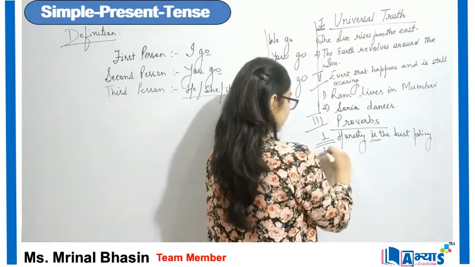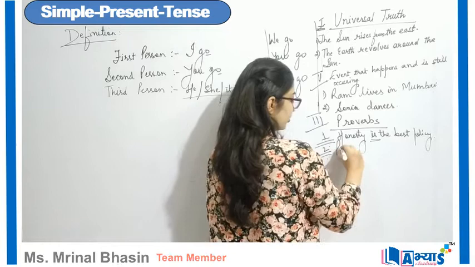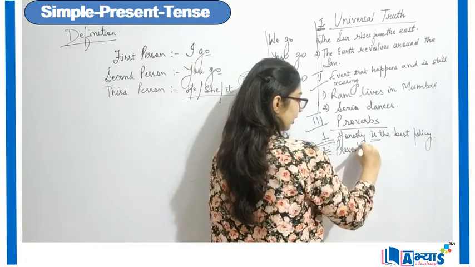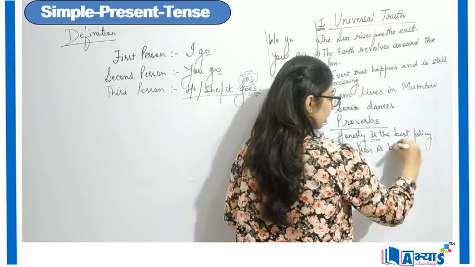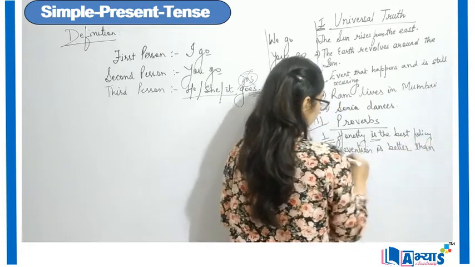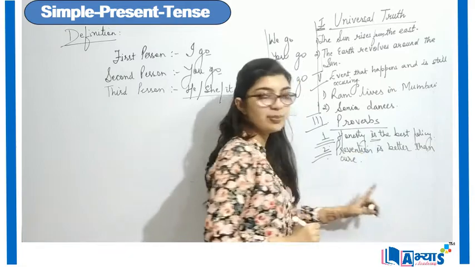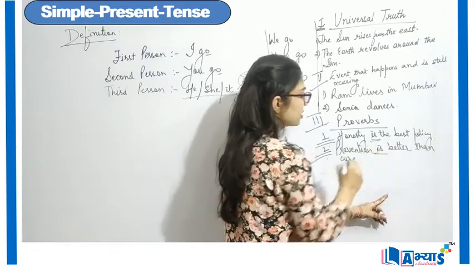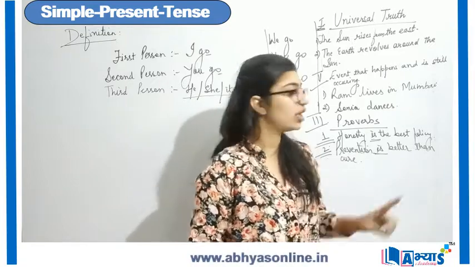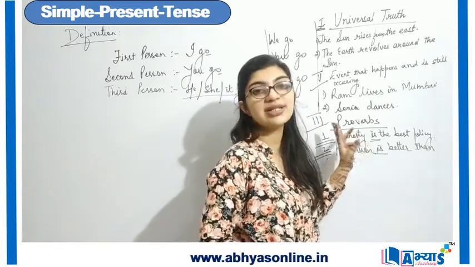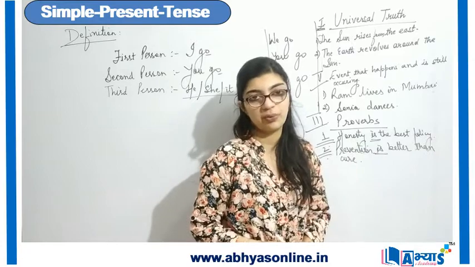Another example is, prevention is better than cure. This is again a proverb. You must have heard of this. So prevention is better than cure. Again a proverb. Proverbs are always in simple present form.